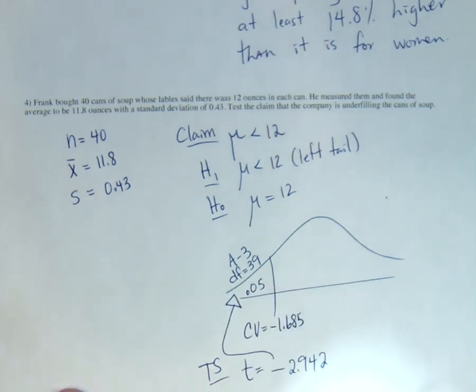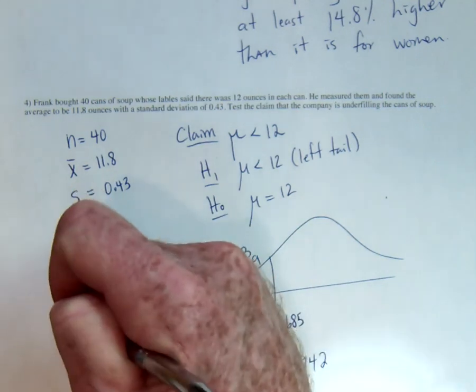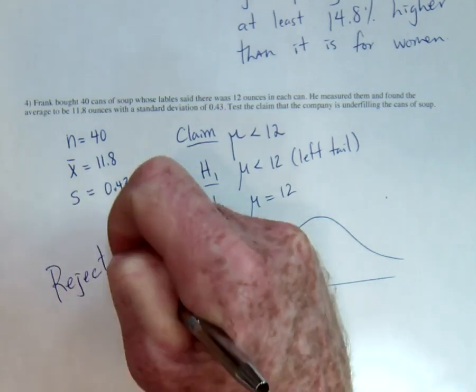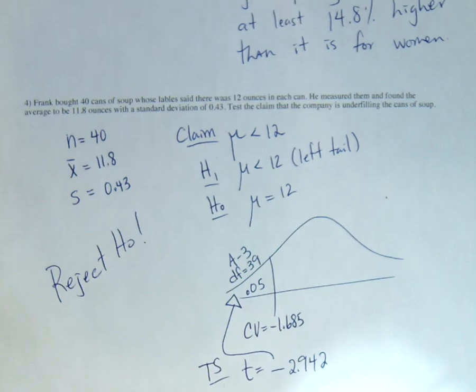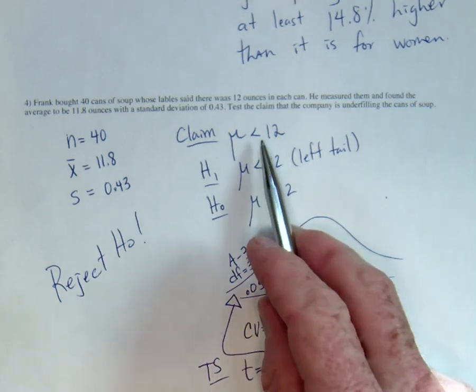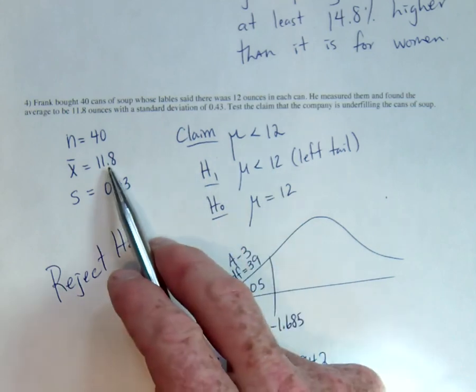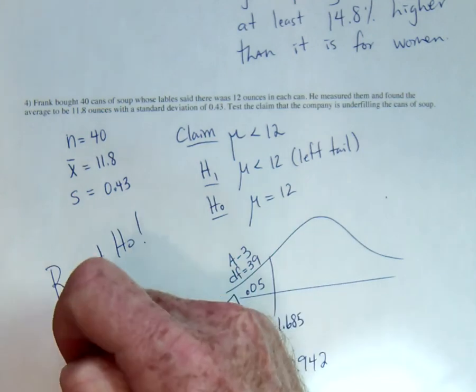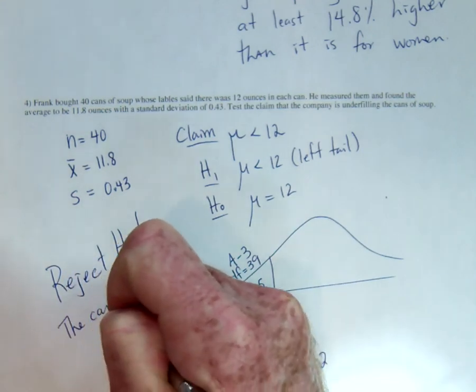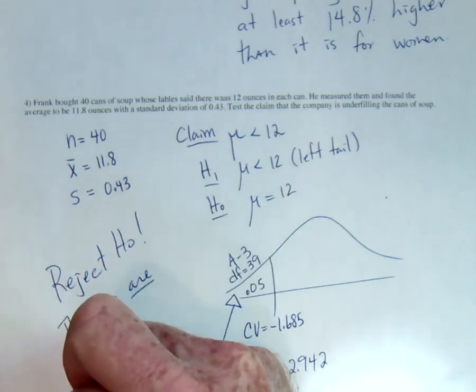So that means that we did actually prove something. So reject H sub 0. Since it's landing to the left, that means that the less than is correct. So he's not getting ripped off by a lot, but he is getting ripped off. So the cans are underfilled.